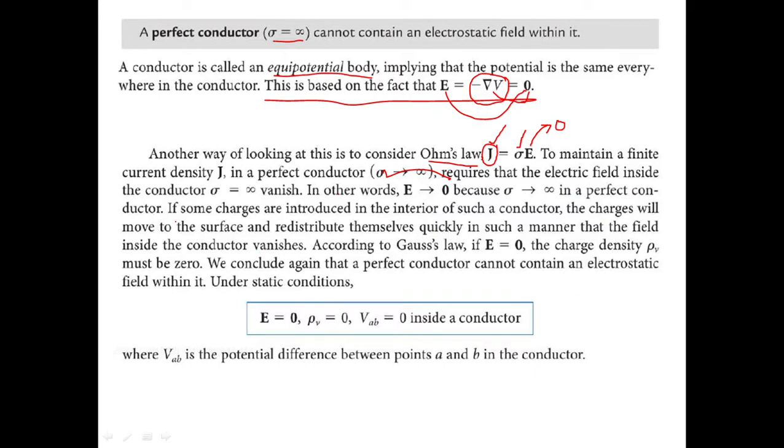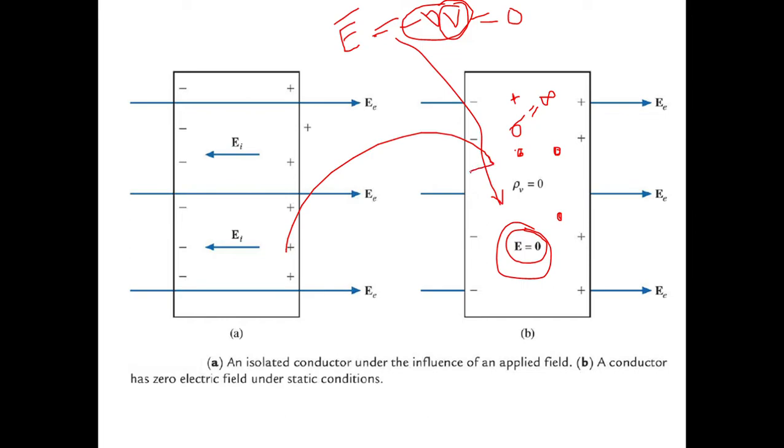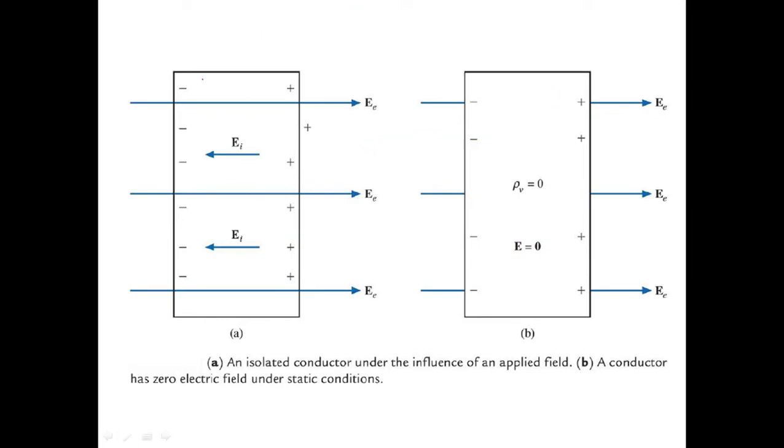In a perfect conductor, if some charges are introduced in the interior of such a conductor, the charges will move to the surface and redistribute themselves quickly in such a manner that the field inside the conductor vanishes. The same thing what we discussed for the conductors, right? So what happens here? I'll explain it here. We had a conductor here, and charges were placed as it is.